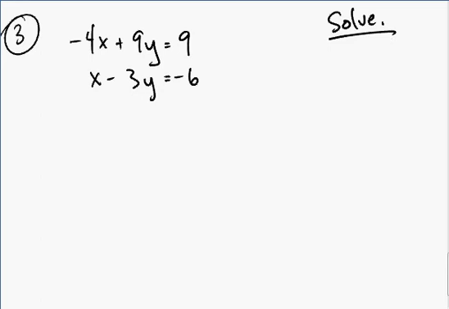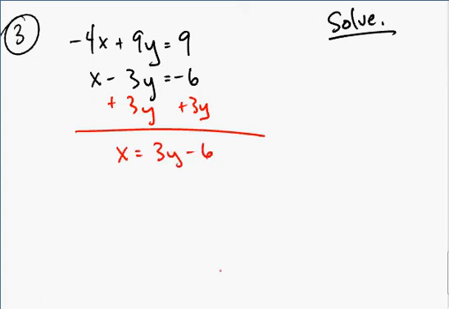Raise your hand if you're doing the substitution method. Reggie, you're doing substitution? That's fine. You could do substitution. There's just one step you have to do first before you do substitution. What would that be? Add 3y. Yeah, if you did this to the bottom equation, it would look like this, right? x equals 3y minus 6, then you could substitute this here. That's one option. You don't have to do that.